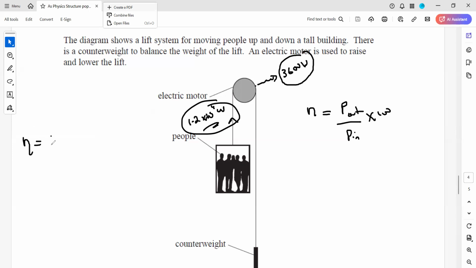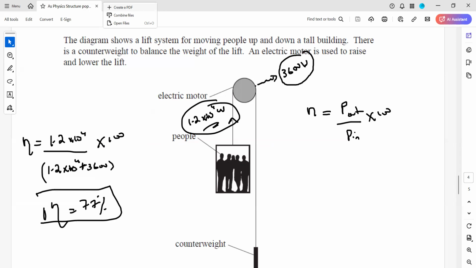So efficiency will be 1.2 into 10 to the power 4 divided by the total input. The total input is the useful one plus the lost, which is 3600, and multiplied by 100. What is the efficiency of this system? About 77%. Okay. So this is about 77% efficient. Is it clear, this one?